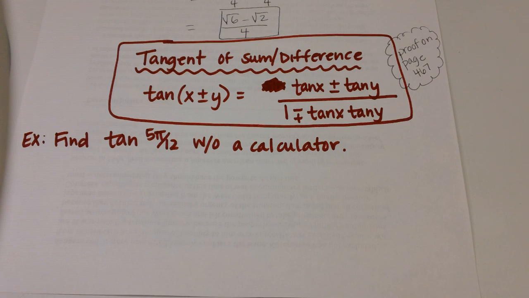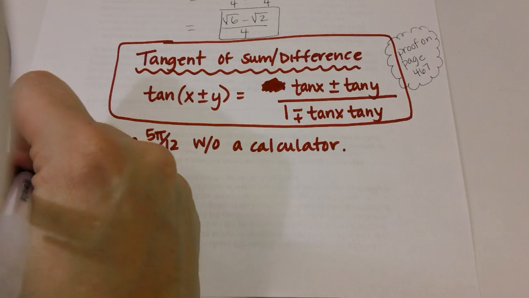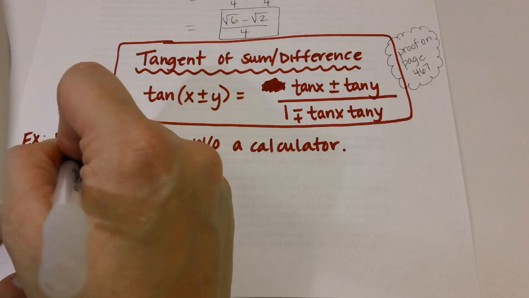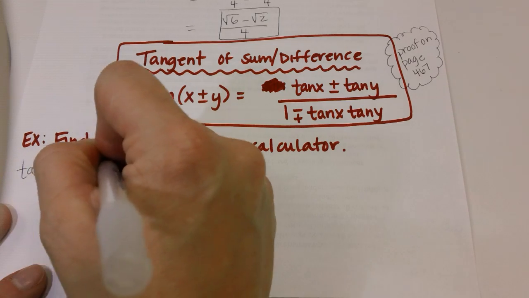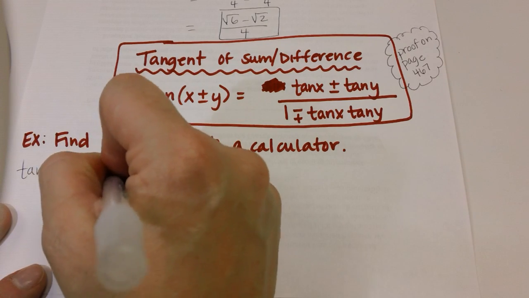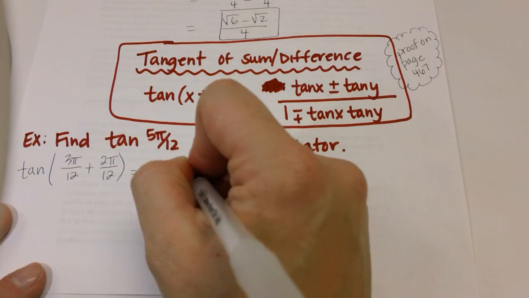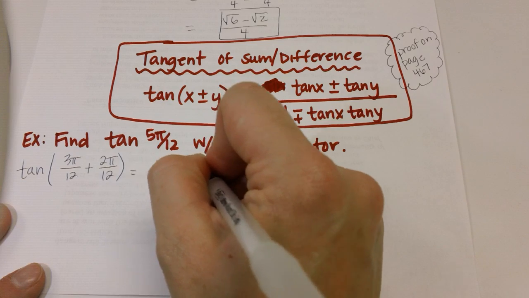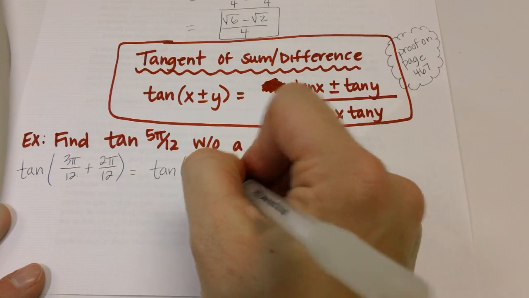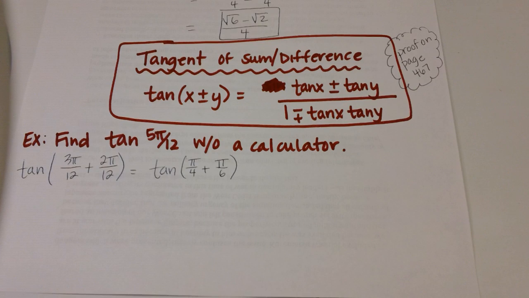Okay, so this is our identity, and let's say that you are given the example tangent of 5 pi over 12. What you're going to do is find two angles that add up to 5 pi over 12. In this case, we can say the tangent of 3 pi over 12 plus 2 pi over 12. When we simplify those two measurements, we get the tangent of pi over 4 plus pi over 6. These are two angle measures that we know on our unit circle.